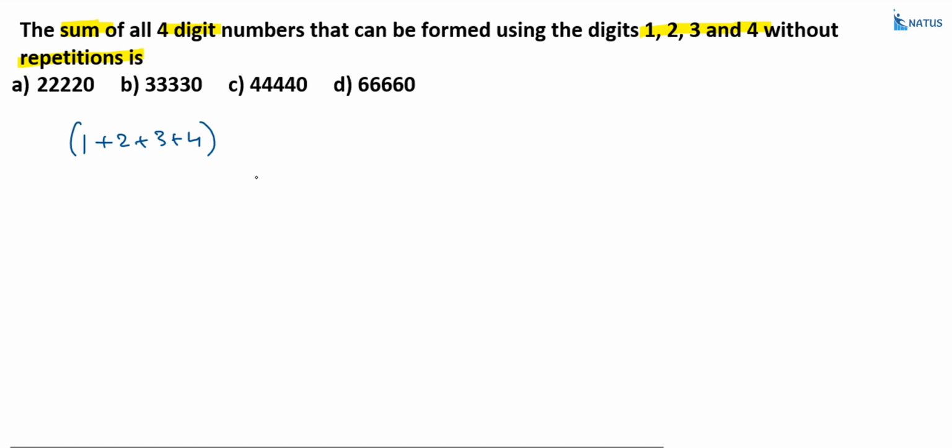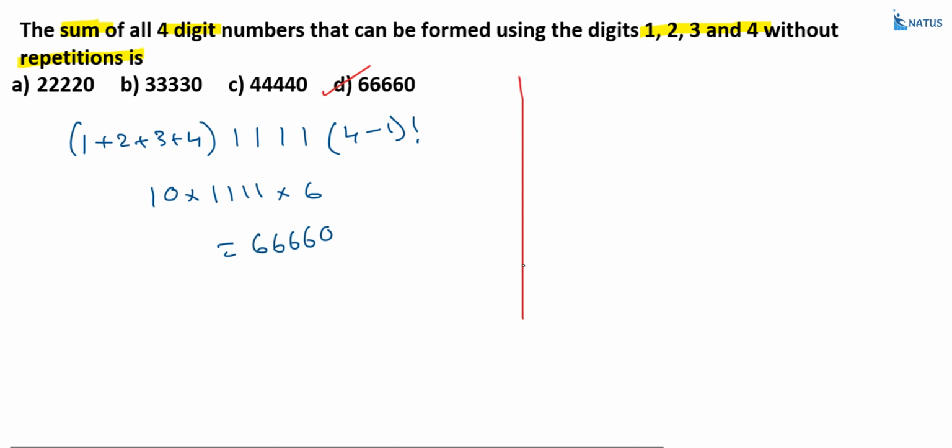Here, I'll take the sum of these numbers: 1, 2, 3, 4. Next, how many numbers are there? 4 numbers. 1, 1, 1, 1. Just write down the number of ones equal to the number of digits. And the third one, how many digits are there? 4. 4 minus 1 factorial. This is the shortcut for the sum. Right? So what is the sum? 1 plus 2 plus 3 plus 4, that is equal to 10, into 1, 1, 1, 1, into 3 factorial, that is equal to 6. So answer is 66660. Option D is the correct one.